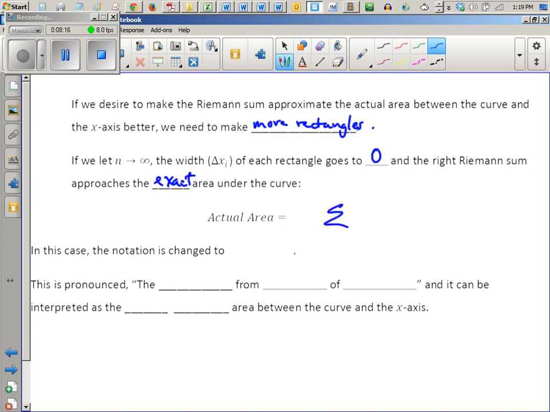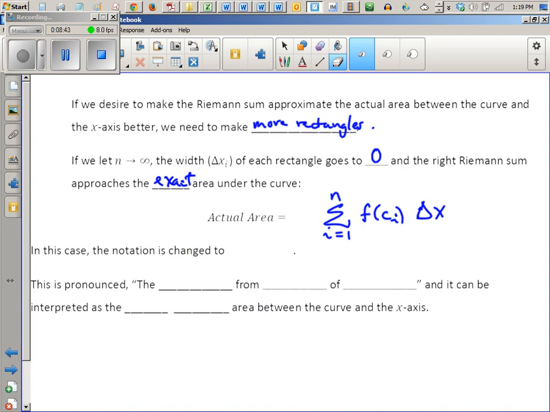So the actual area would look like this. It would be the Riemann sum you saw a minute ago, i equals 1 to n. We said that there's an f of c sub i here. That's just the height of each rectangle. And then there's a delta x sub i here. That's just the width of each rectangle. And they're all the same width, so you can drop the i subscript on delta x. Delta x1 and delta x2 are all the same.